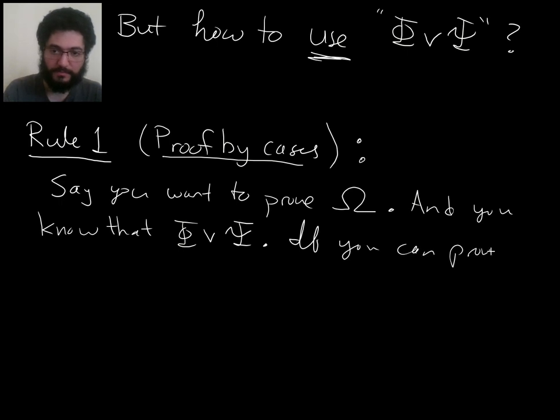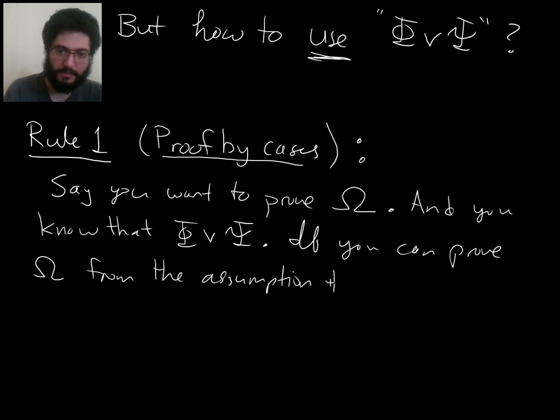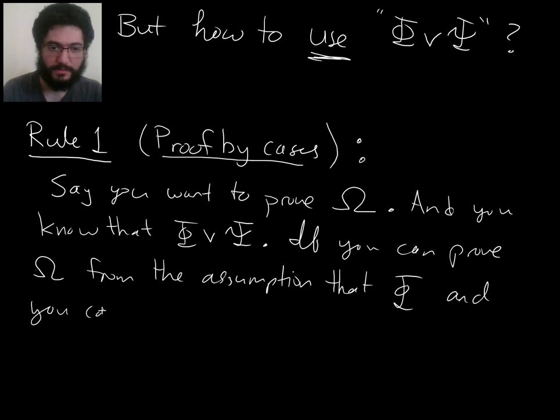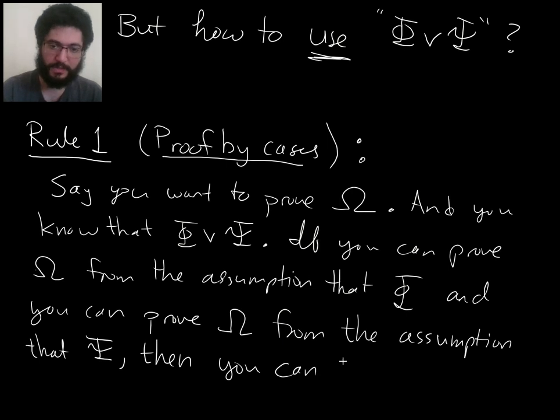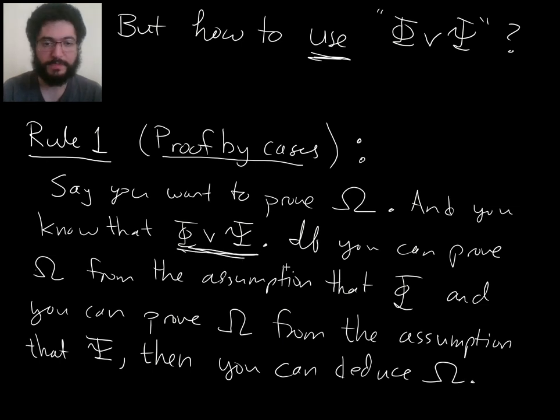If you can prove omega from the assumption that phi is true, and you can prove omega from the assumption that psi is true, then you can deduce omega from what you started with, from knowing that phi or psi is true.